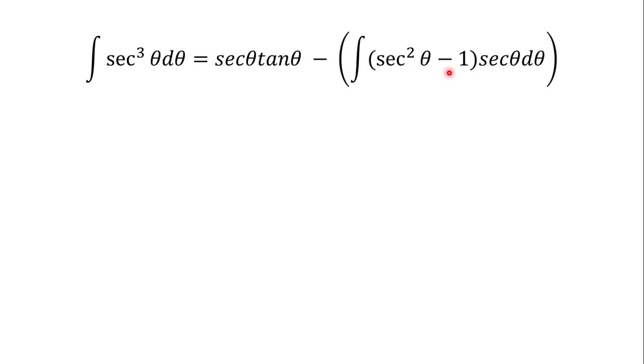Secant theta squared minus 1 is the same thing as tan theta squared. So you know 1 plus tan theta squared is equal to secant theta squared. So when you make tan theta squared the subject, you're going to get secant theta squared minus 1. And that one is equal to tan theta squared.